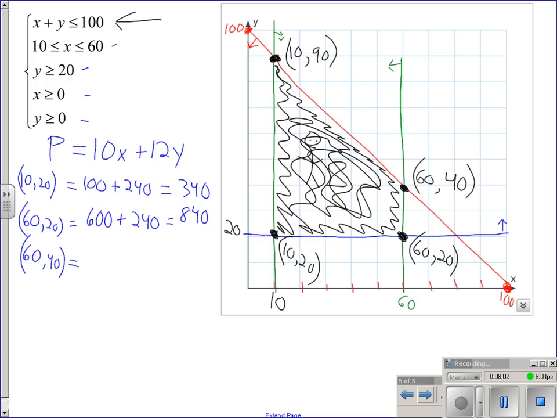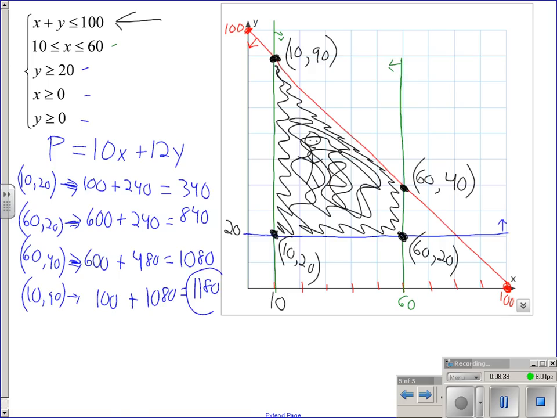All right, so plug it in, 60 for x. That's going to be 600 plus, with 40, that's going to be 480. That's 1,080. And the last point, 10, 90. I should have been putting equal signs here. These should just be arrows. That's okay. Plugging in 10, we get 100 plus, plugging in 90, that is going to be, 9 times 12 is 108, add a 0, 1080. So that's 1180. That's the biggest number.